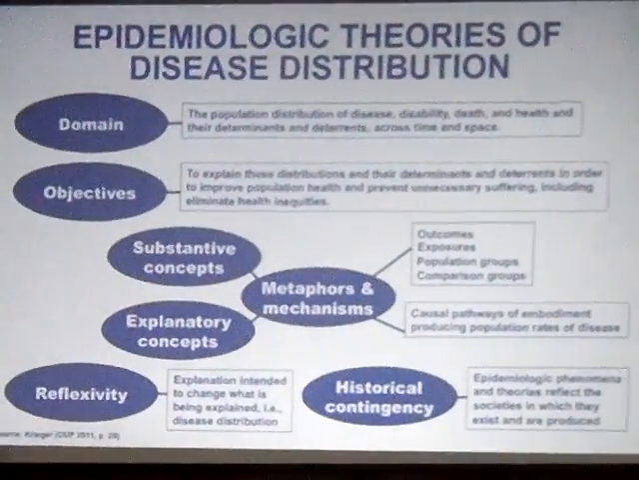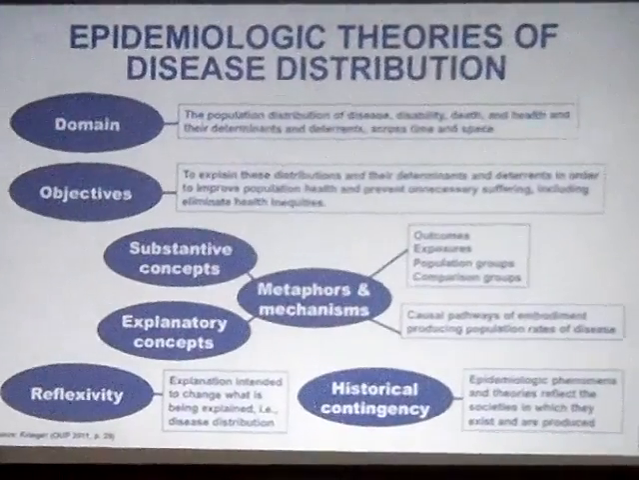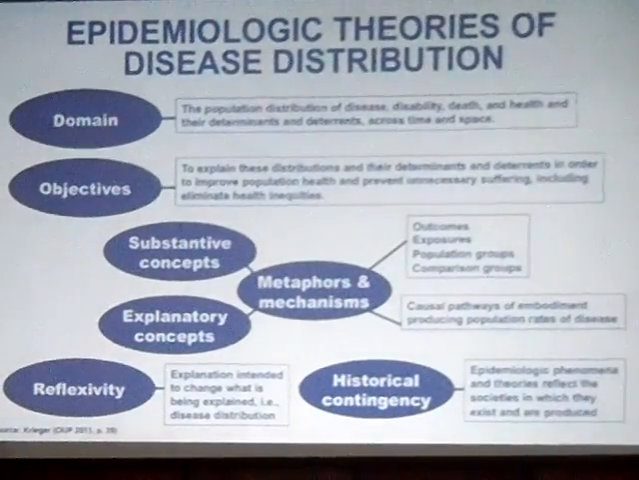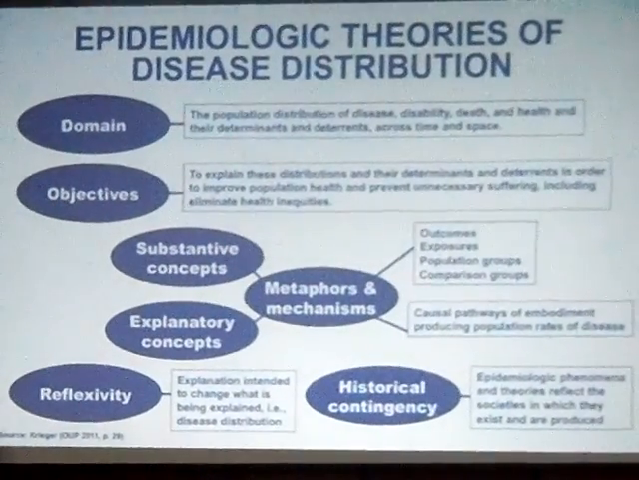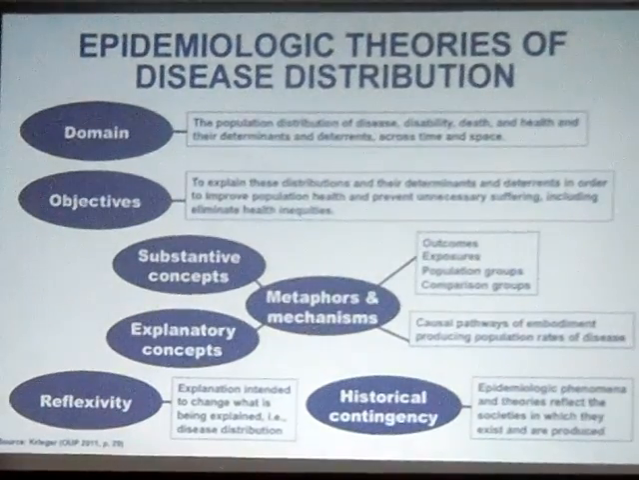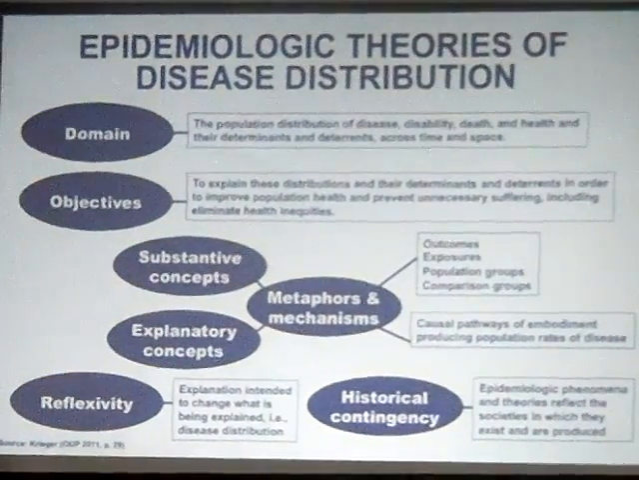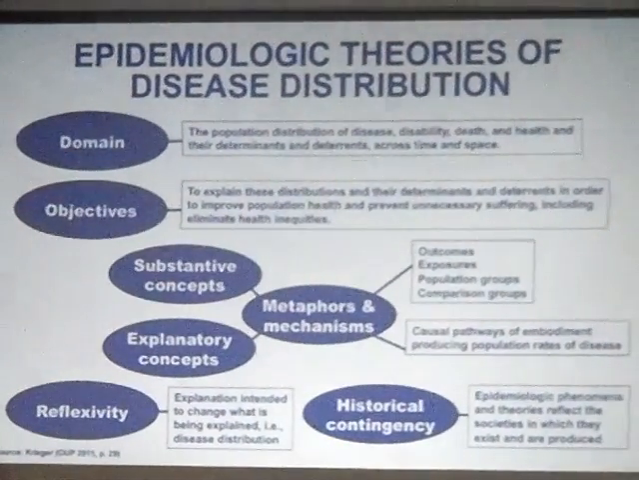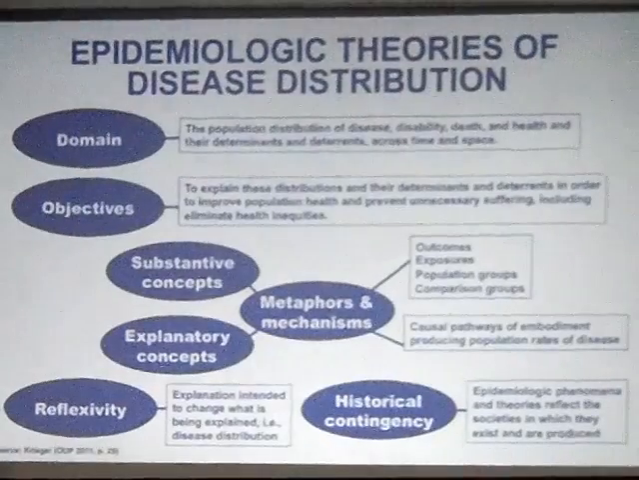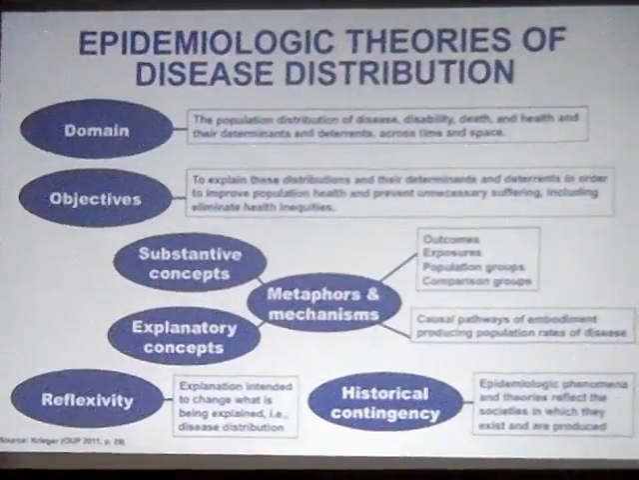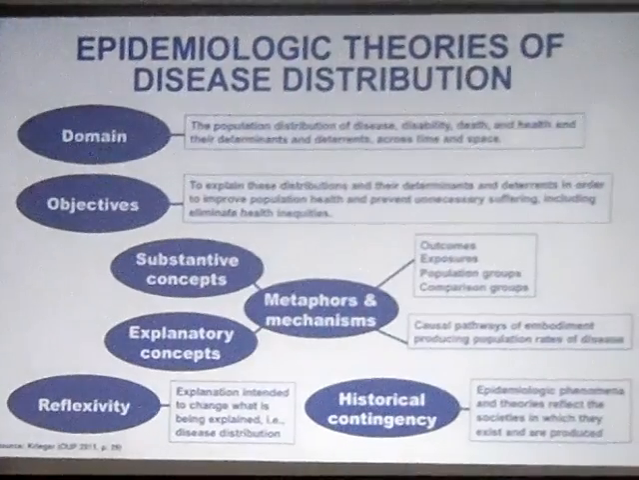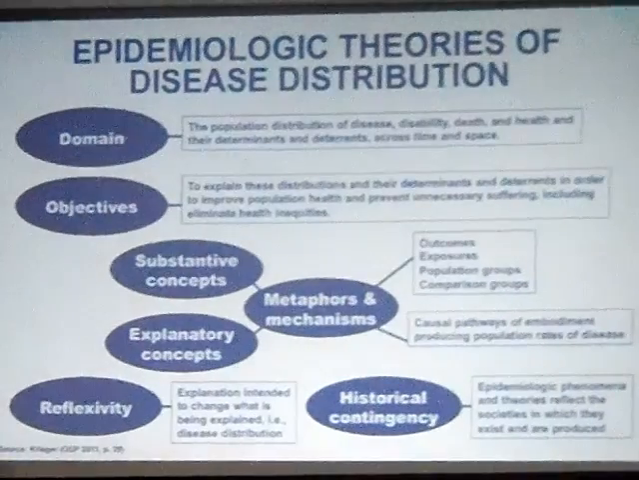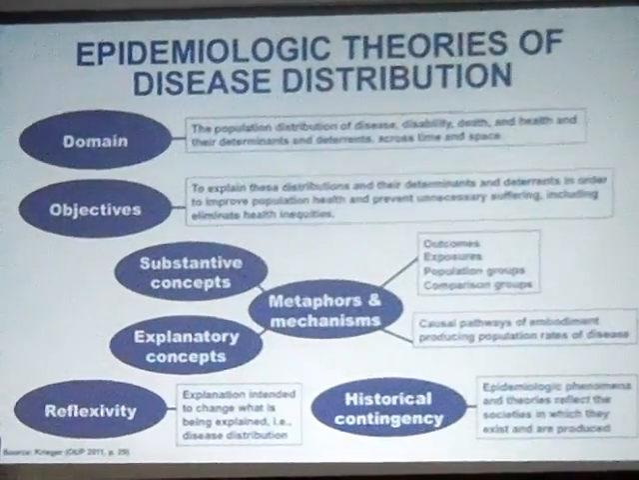And because we're talking about research that involves populations and human agency, there is also, fourth, reflexivity, by which I mean that the explanation is intended to influence the phenomenon being explained, in this case, disease rates and the magnitude of health inequities. And fifth, historical contingency, since both the phenomenon to be explained and the explanations proposed, and who is proposing them, depend on societal context. As this list makes clear, epidemiologic theories of disease distribution are rich in content and cannot be reduced simply to theories of disease mechanisms, even as they are informed by them.